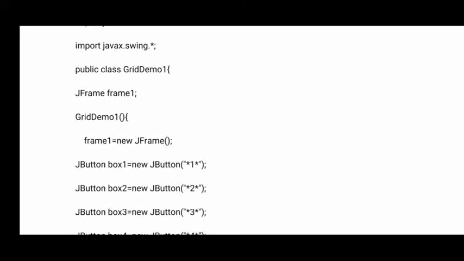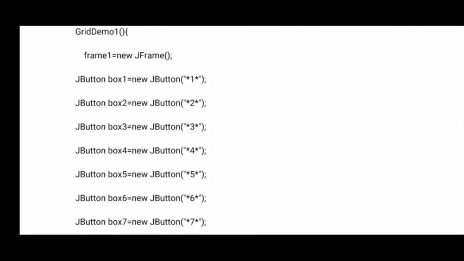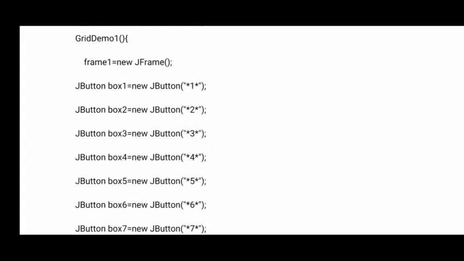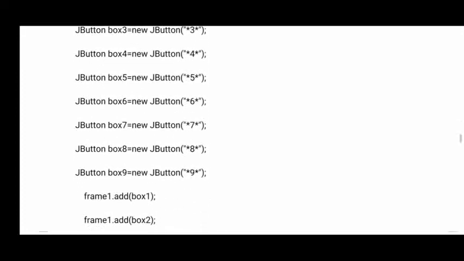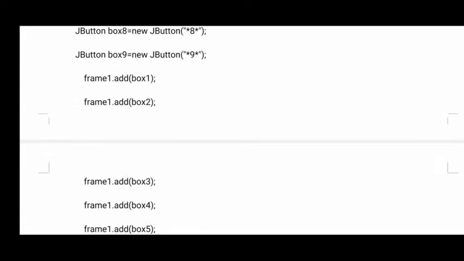Now after that, how many buttons am I creating here? You see, box1, box2, box3, box4, box5, box6, box7, box8, box9. Total 9 buttons I am creating. And what is the label of the buttons? For the first button 1, second button 2, 3, 4, 5, 6, 7, 8, 9. So the labels are also already given.